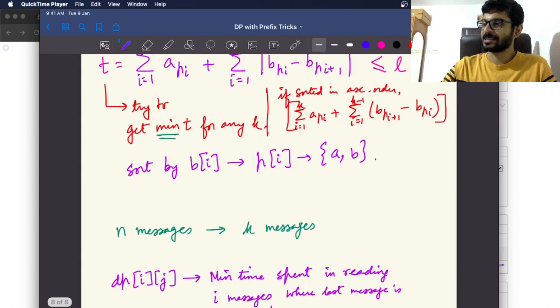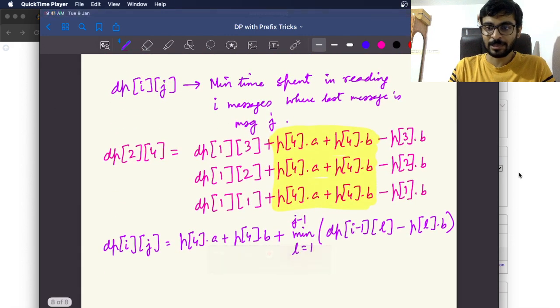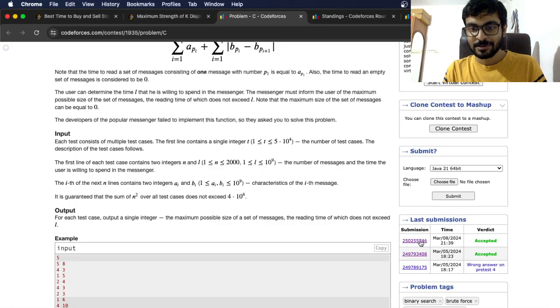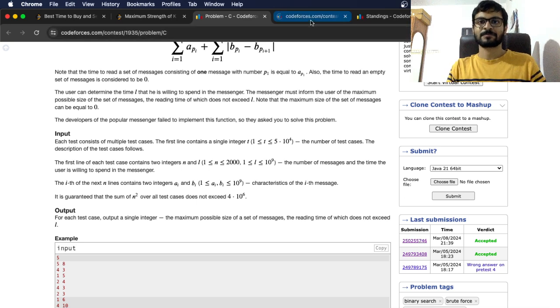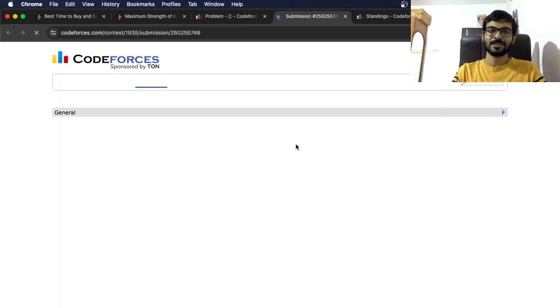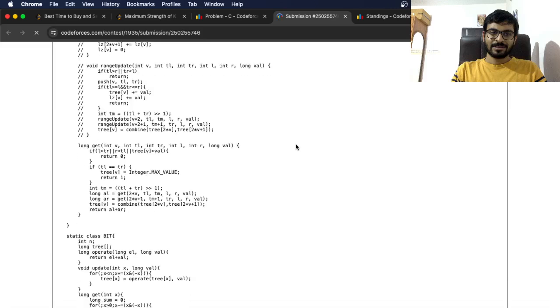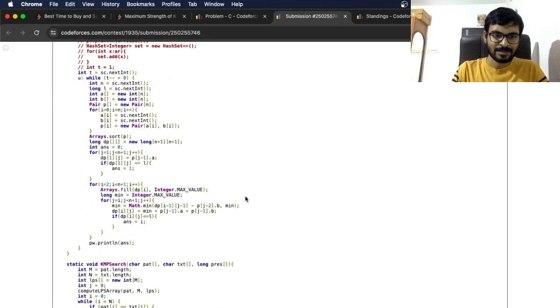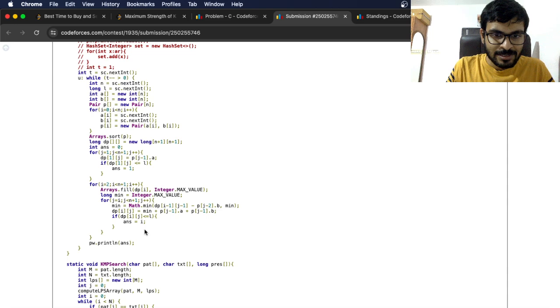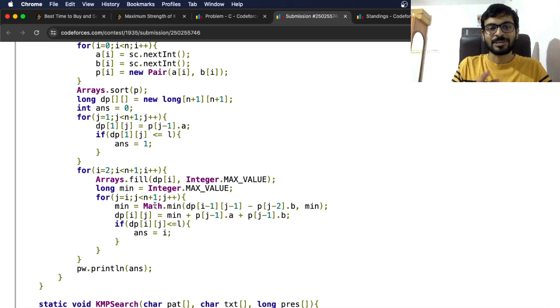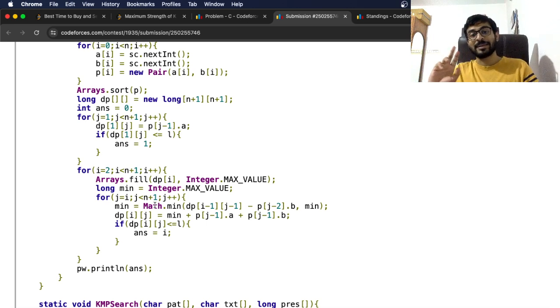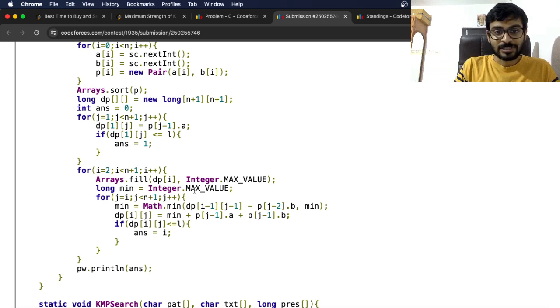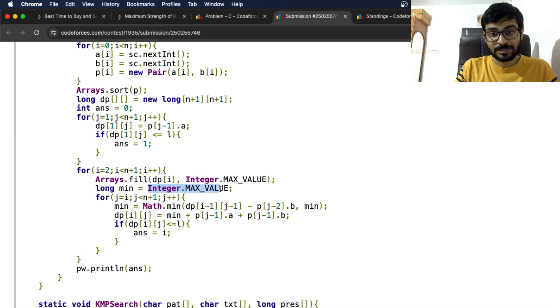This is the final answer. So let's take a look at my solution over here. You can see I have not taken dp[i][j-1] over here, because then it would have probably made it wrong. I rather just started with the maximum value because now I'm considering the min.